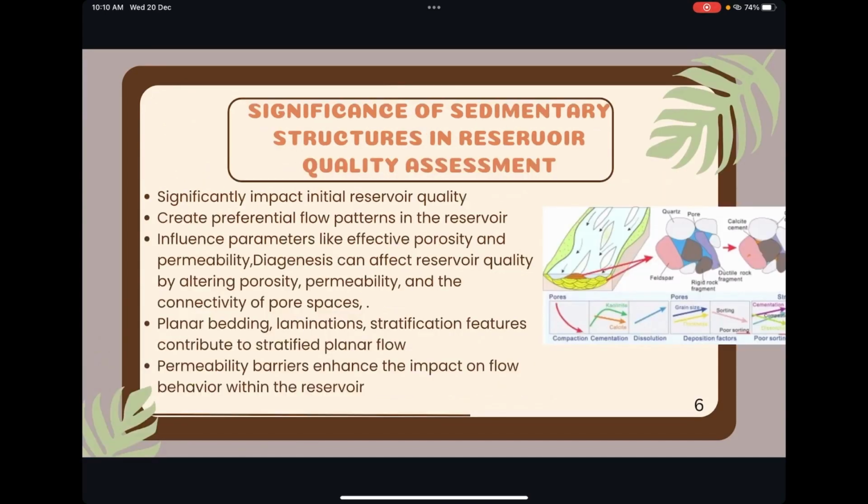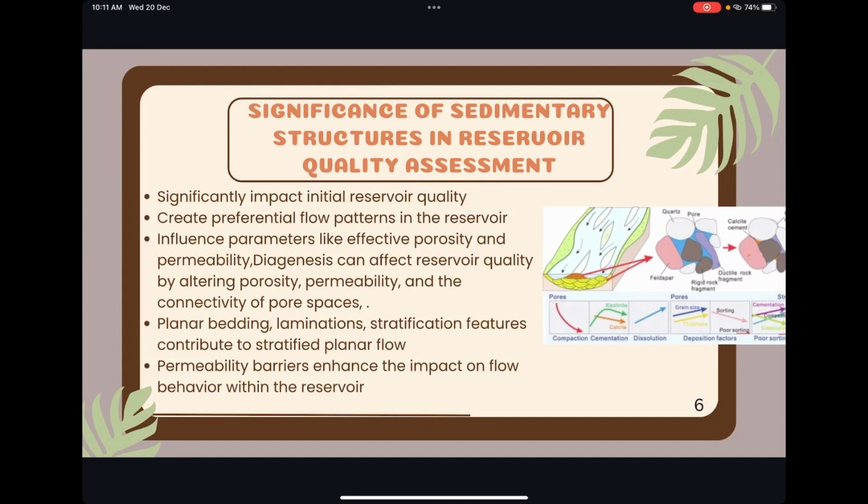So next is the significance of sedimentary structures in reservoir quality assessment. Sedimentary structures can significantly impact the initial reservoir quality by creating preferential flow patterns in the reservoir. They also can influence parameters like permeability and effective porosity, because the diagenesis process can affect the reservoir quality by altering permeability or porosity and the connectivity of pores. Planar bedding, laminations, and stratification features contribute to stratified planar flow, and permeability barriers or pathways enhance the impact of flow behavior within the reservoir.